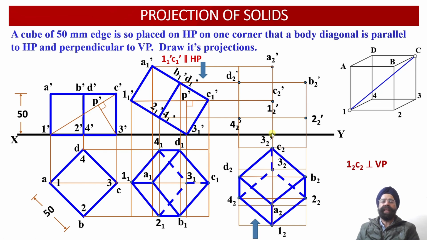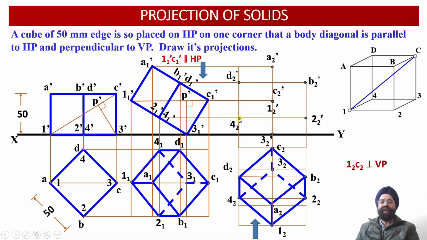They have been obtained. Now which are the points which we have to join? 1_2', 2_2', 3_2', 4_2' and 1_2'. Similarly, A2', B2', C2', D2' and A2'. And finally, 1_2' and A2' has to be joined. B2' and 2_2' has to be joined. 3_2' and C2' has to be joined. D2' and 4_2' also has to be joined.